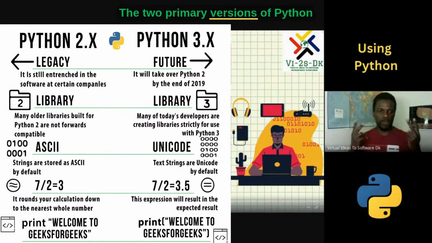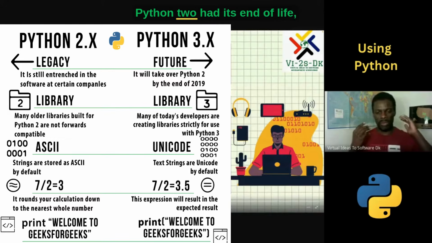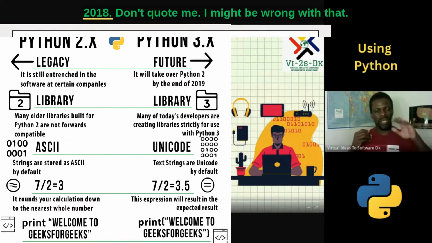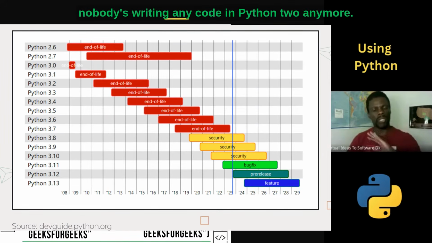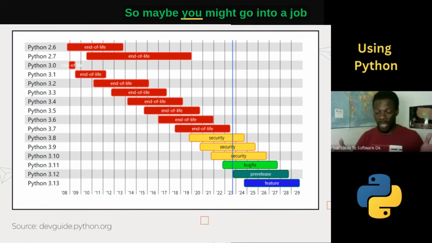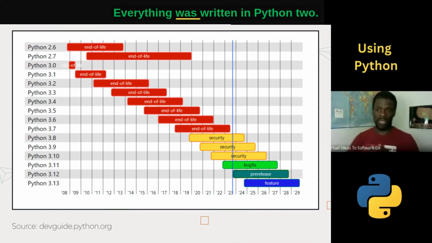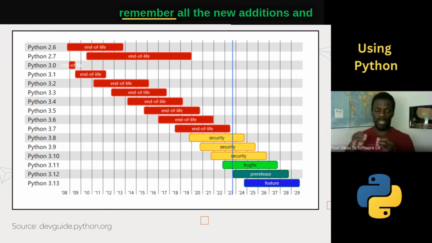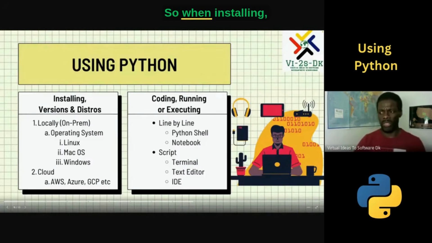The two primary versions of Python are Python 2 and Python 3. Python 2 has been discontinued. Python 2 had its end of life. I think that was in 2018, don't quote me. I might be wrong with that. But going forward, nobody's writing any code in Python 2 anymore. So maybe you might go into a job that hires you and they say, hey, we have someone that wrote a Python code. Everything was written in Python 2. Can you switch it over for us to Python 3? That's fine. All you have to do is remember all the new additions and new features that were added to Python 3. So when installing, make sure you're installing Python 3. That's the version that you want.